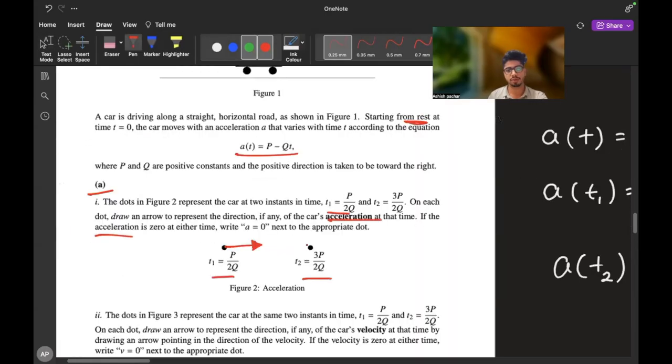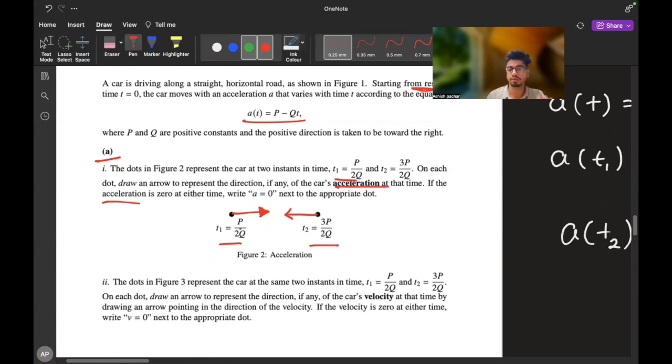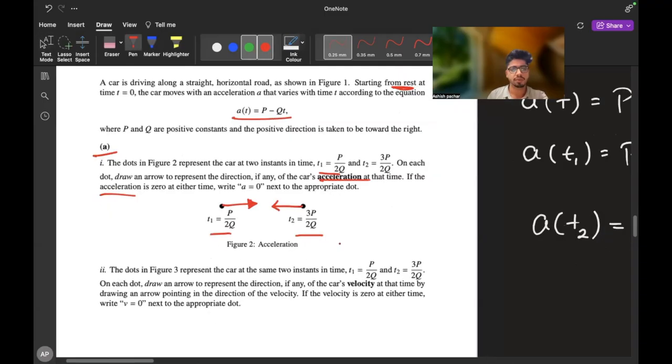So right now you have to show on the left side. So just show these arrows. At t1, the acceleration is positive, and at time t2 the acceleration is negative. The expression is pretty simple, straightforward. Now we have the second one.